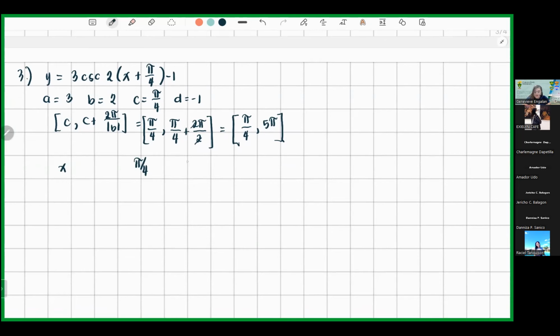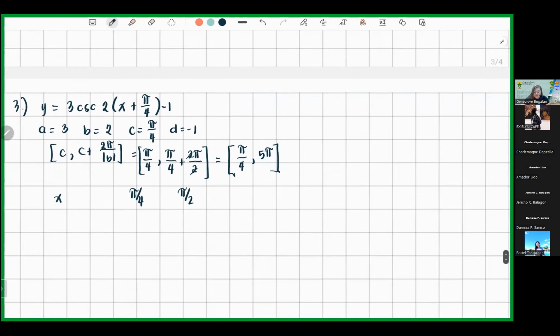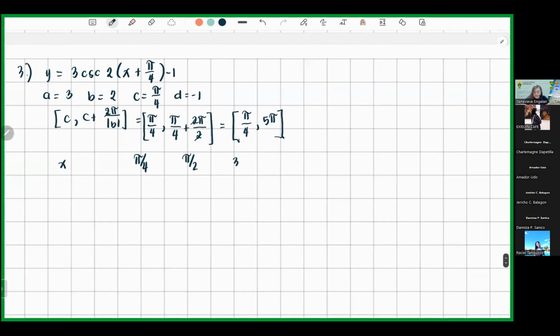So, si x. Okay, so you have pi over 4, 2 pi over 4, or that is pi over 2. Then we have pi over 2, 3 pi over 4. Ay, sorry. Wrong. Pi over 4, pi over 2, 3 pi over 4, pi. Then 5 pi over 4. Okay, sunod. Again, diri na ta sa x.